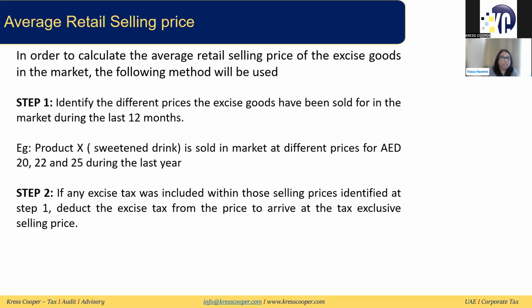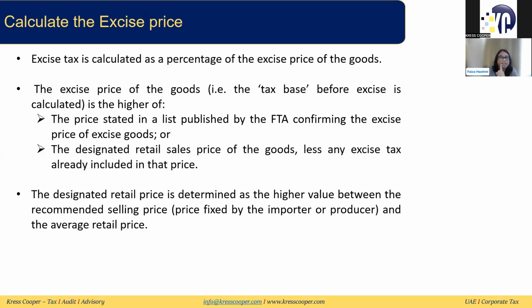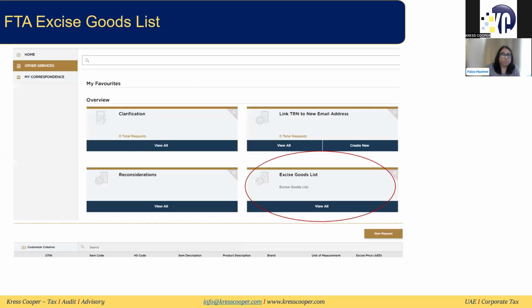Now, we already discussed that the FTA excise goods list is the one that is available in the Marsad portal. You can check what the price is there for the product. Now we need to calculate the designated retail price. The manufacturer and importer will know the recommended selling price, but they now need to calculate the average retail price. So that is what we will discuss now.